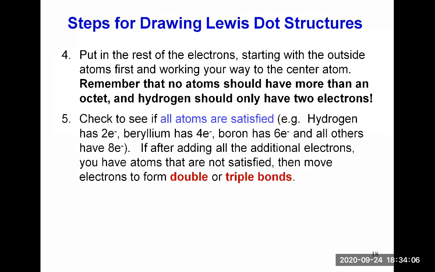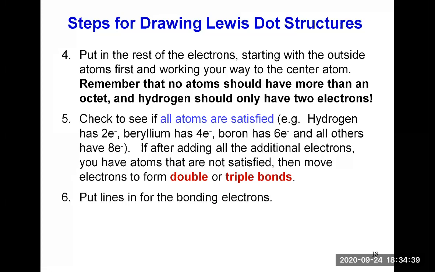Next, you want to check that all the atoms are satisfied, which means here we want to make sure they all have an octet. Except for hydrogen, we want it to have a duet, so 2 electrons, beryllium 4 electrons, boron 6 electrons, and others 8 electrons. If after adding all the additional electrons you have atoms that are not satisfied, then you move the electrons to form double or triple bonds.